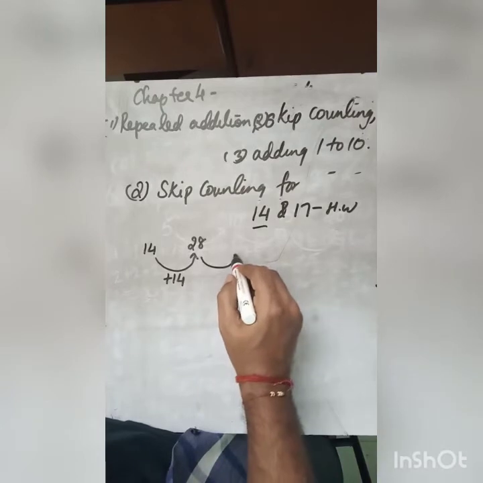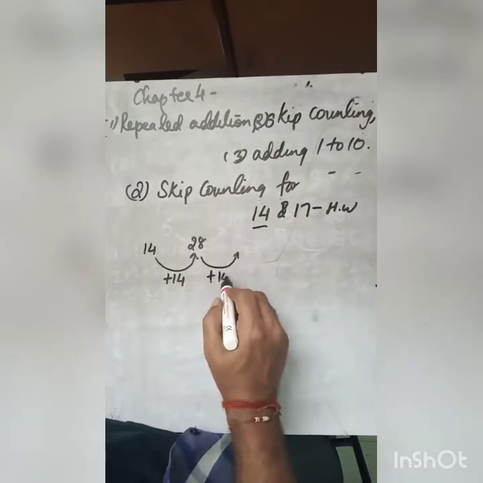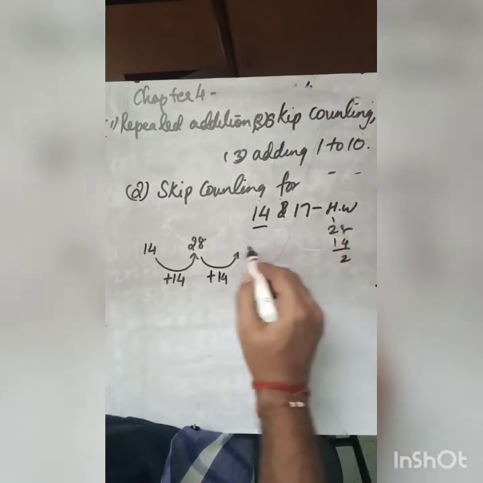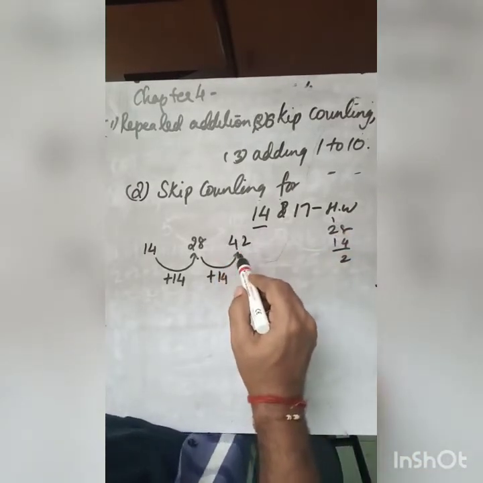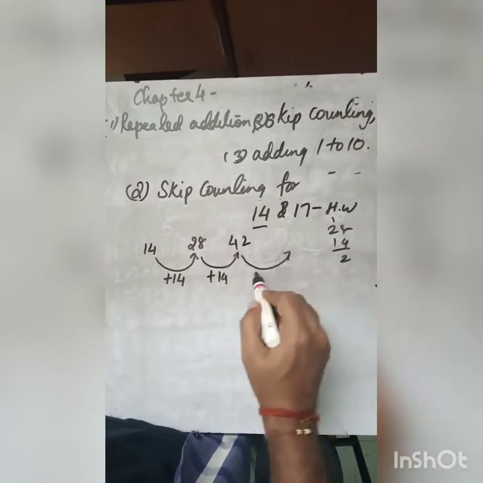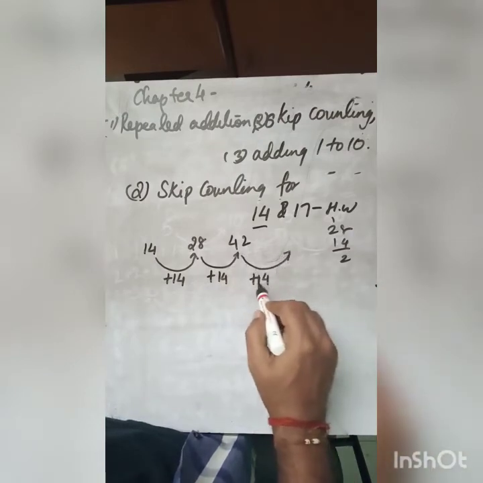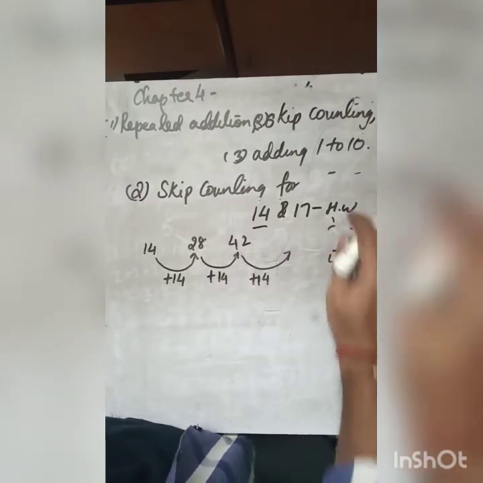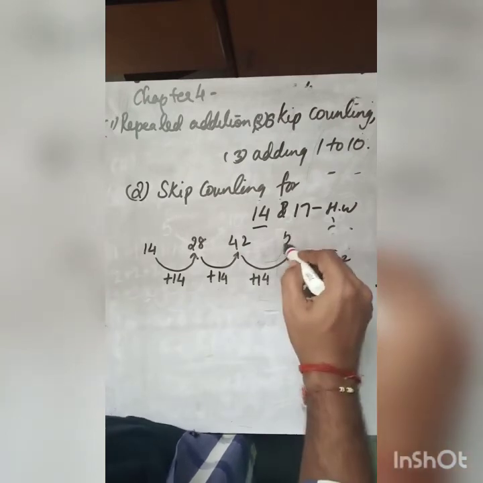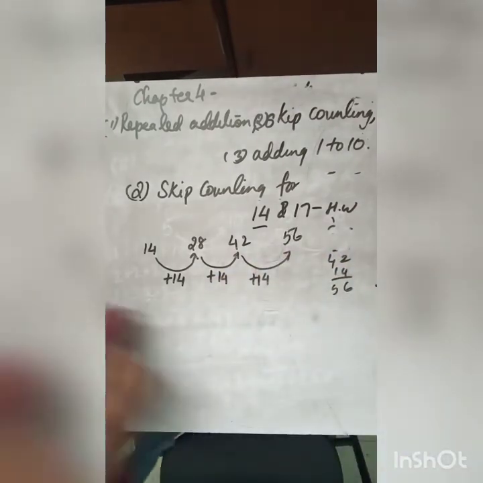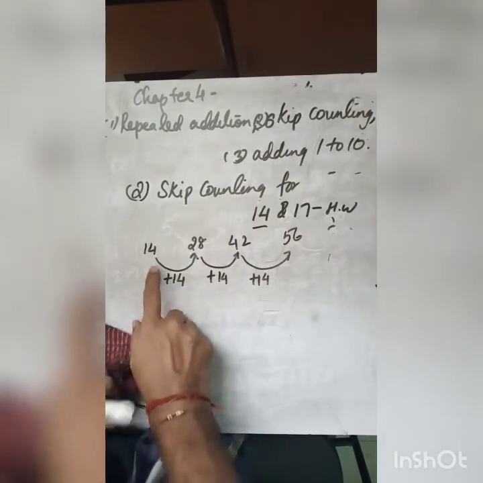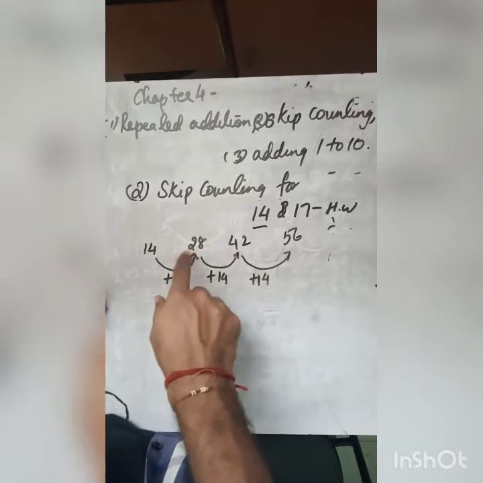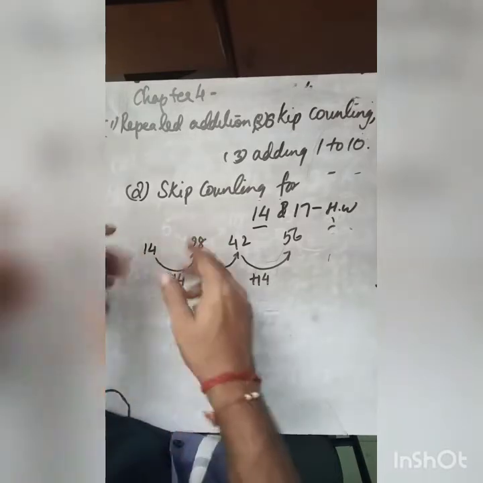उसके बाद वापस if I need to go for the next number, it would be plus 14. That would be 28 plus 14. That's 42. Again, a skip counting will take me to plus 14. The 56. Clear. So skip counting mein kya hota hai? I start with the number 14 and then every time I skip numbers, 14s in between, or else I can say I add 14 numbers so that I can get the next number where I need to jump.